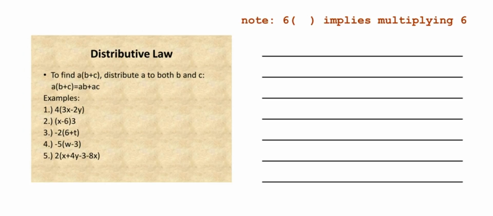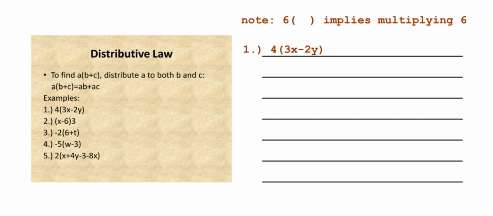Do note that if you have, for instance, 6 times a set of parentheses, this implies multiplication. So you're multiplying by 6. You don't have to have a big dot to show multiplication or an asterisk to show multiplication. It still implies it with the parentheses that you're multiplying. Keep that one in mind.